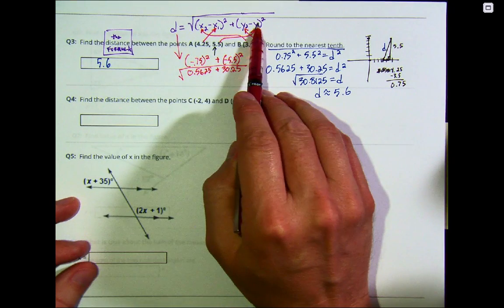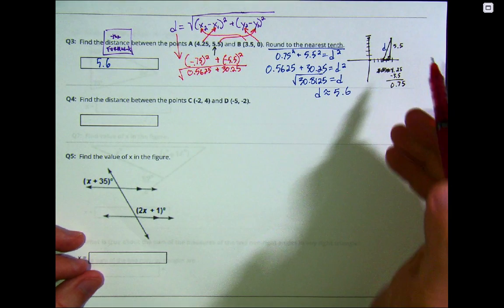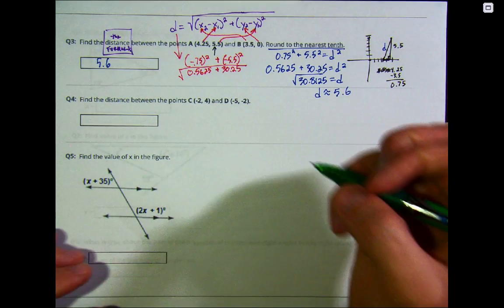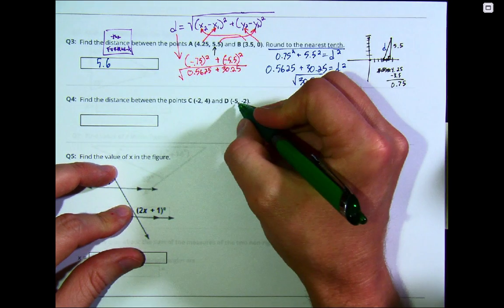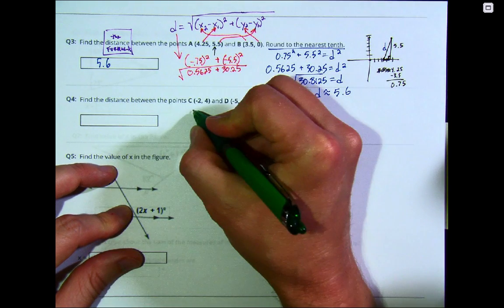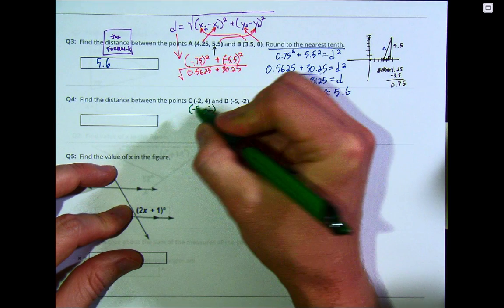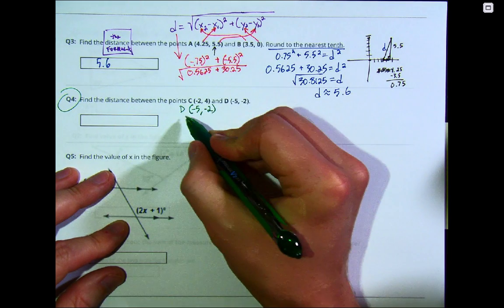With this formula, you don't have to draw a picture if you don't want to, or if you like drawing a picture, you can draw a picture. Or what I'll show you on the next problem is you can do a mixture of both by doing this. If I just write -5, -2, and I'm moving on to question 4 now, by the way. So I put point C and point D, I lined them up.